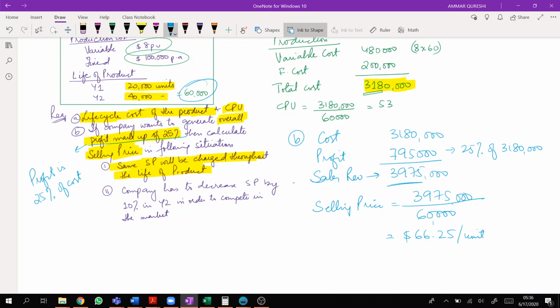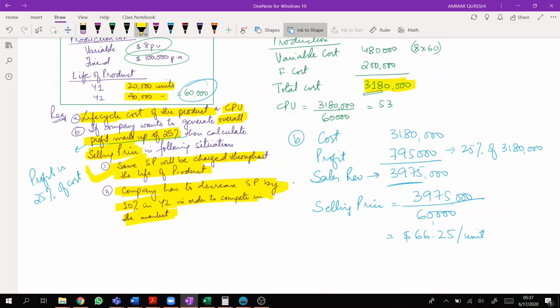Now, this is basically the simplest situation, but you know, things may go wrong, right? And there are chances. I mean, in the second question, what is the situation in the second part, right? Let's try to read this, and then we will discuss the situation. Now, the second one says that, we are done with this part, right? Company has to decrease selling price by 10% in year 2 in order to compete in the market.